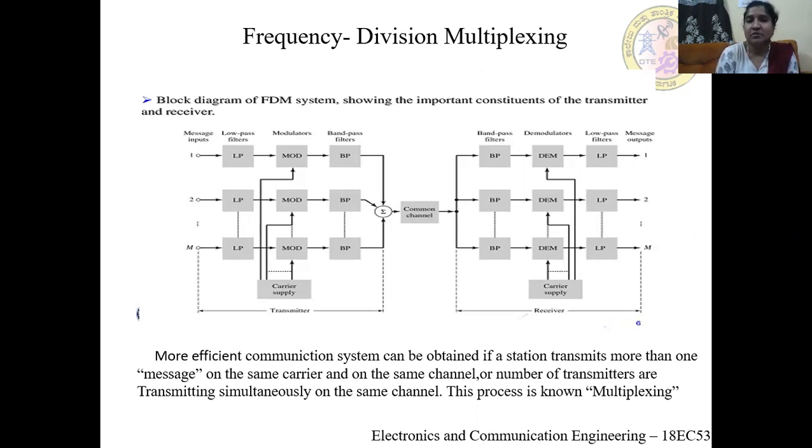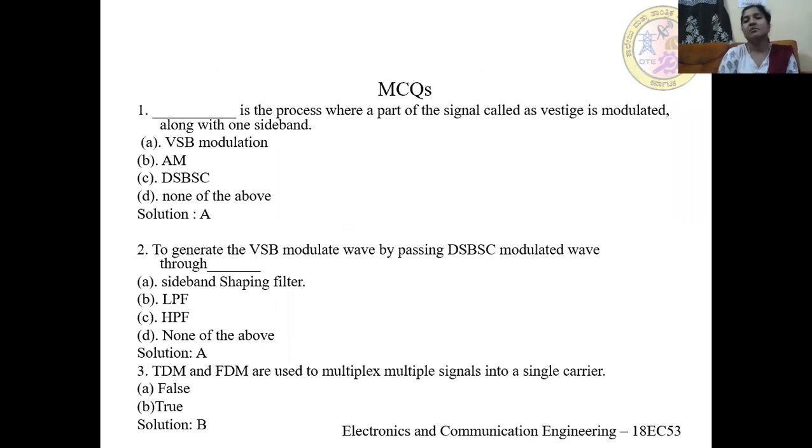So this is about frequency division multiplexing. This is how we transmit two or more signals in a single channel to the receiver side. So these are frequency translations. This is about frequency translations and frequency division multiplexing. Next we'll discuss some multiple choice questions related to today's session.